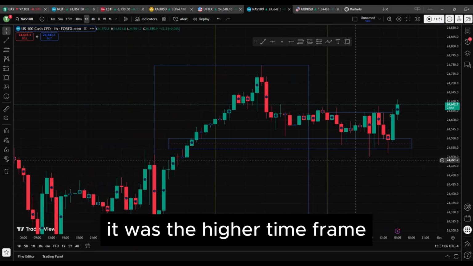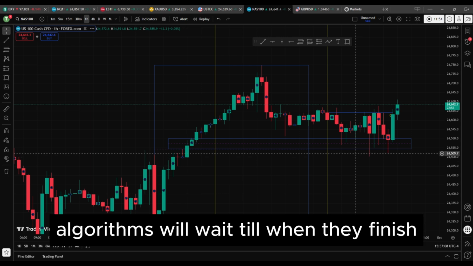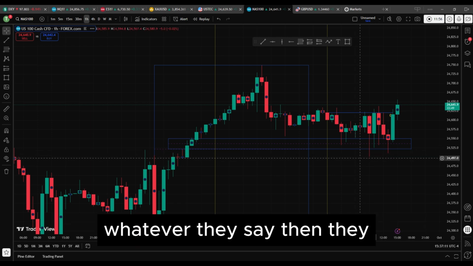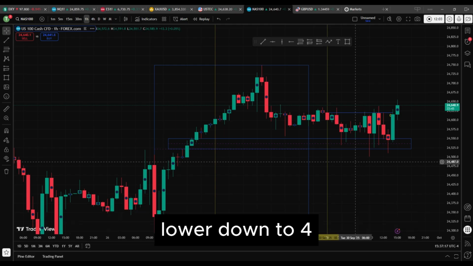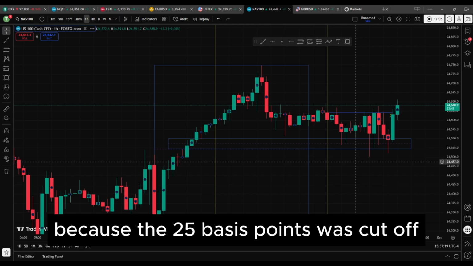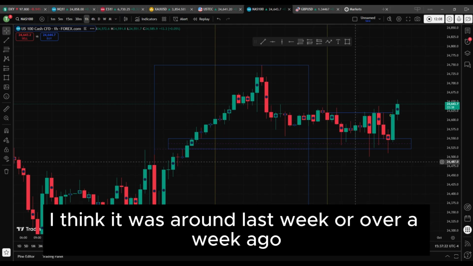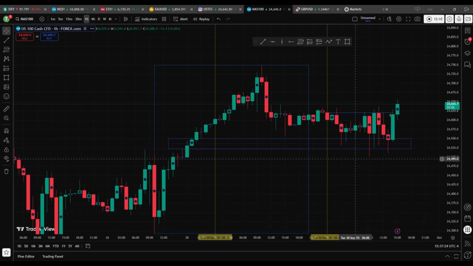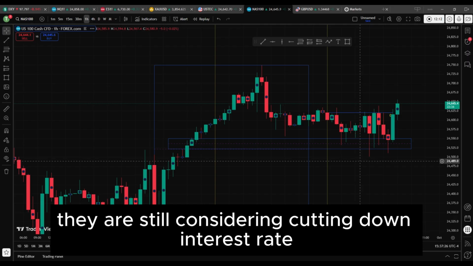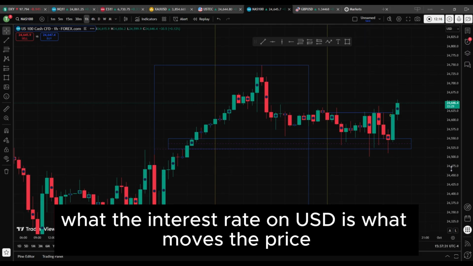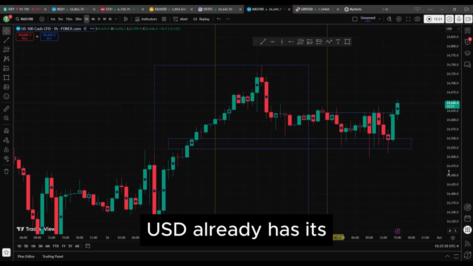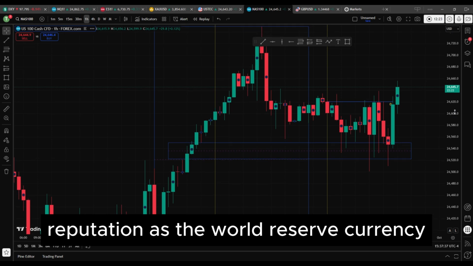The higher time frame algos will wait until they finish whatever they say. We have to know whether the US will still cut their interest rate lower. The 25 basis points cut was, I think, last week or two weeks ago. They are still considering cutting interest rates, and the interest rate on USD is what moves the price. The USD already has its reputation as the world reserve currency.